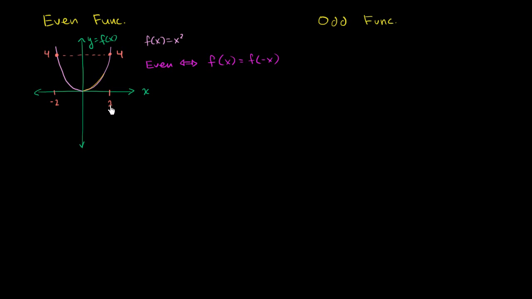It means that if I were to take f of 2 is 4. So let me show you with a particular case. F of 2 is equal to f of negative 2. In this particular case, for f of x is equal to x squared, they are both equal to 4. So really, this is just another way of saying that the left side of the function is the reflection of the right side of the function across the vertical axis, across the y-axis.